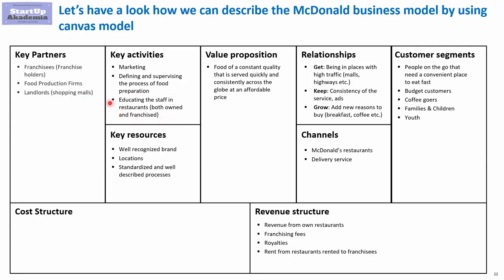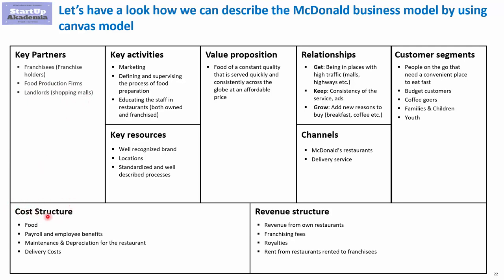Let's look now at key partners. The first group is the franchisees. Without them, McDonald's would not be able to scale the business so fast. McDonald's has to have good relationships with food production firms and landlords, especially landlords in the shopping malls and high streets locations. Finally, we have costs.